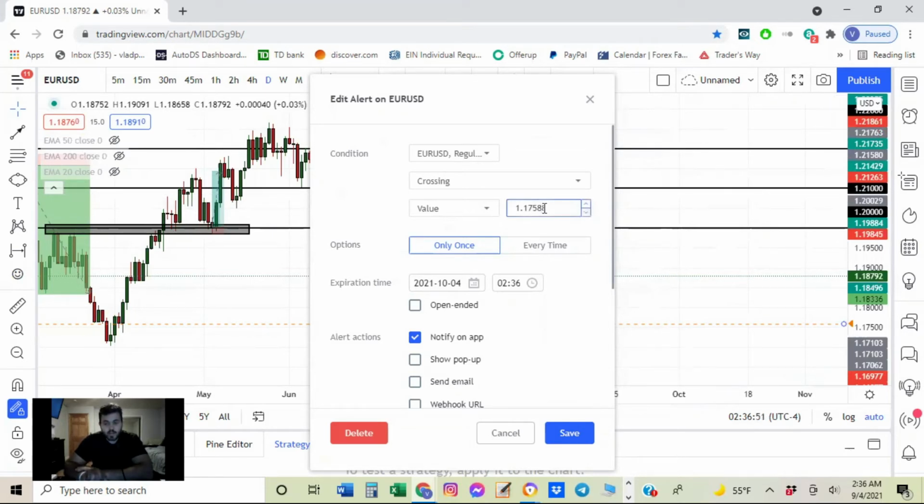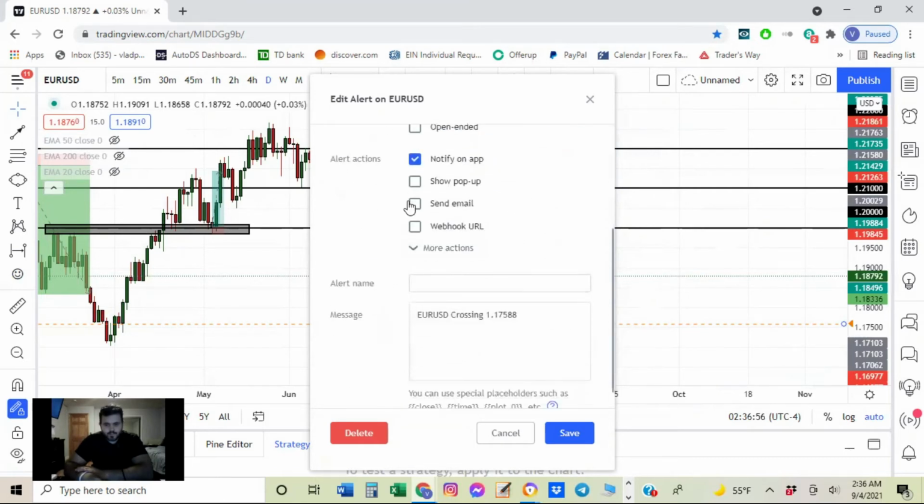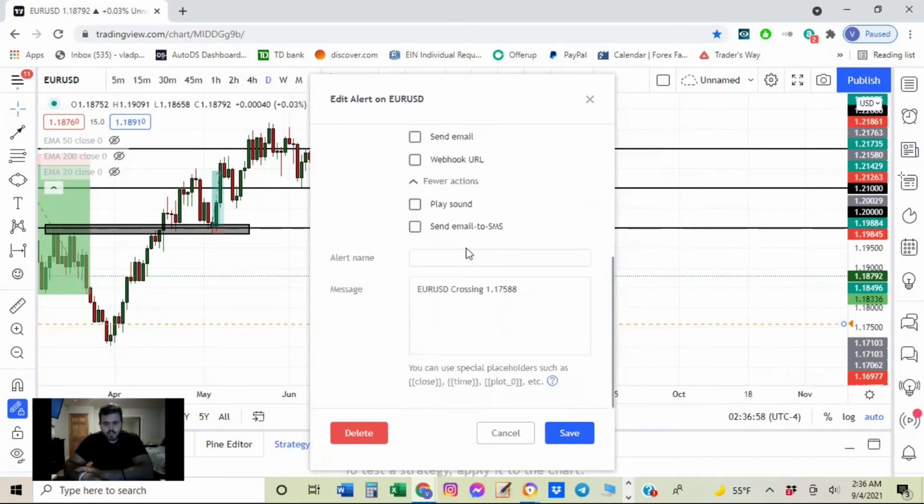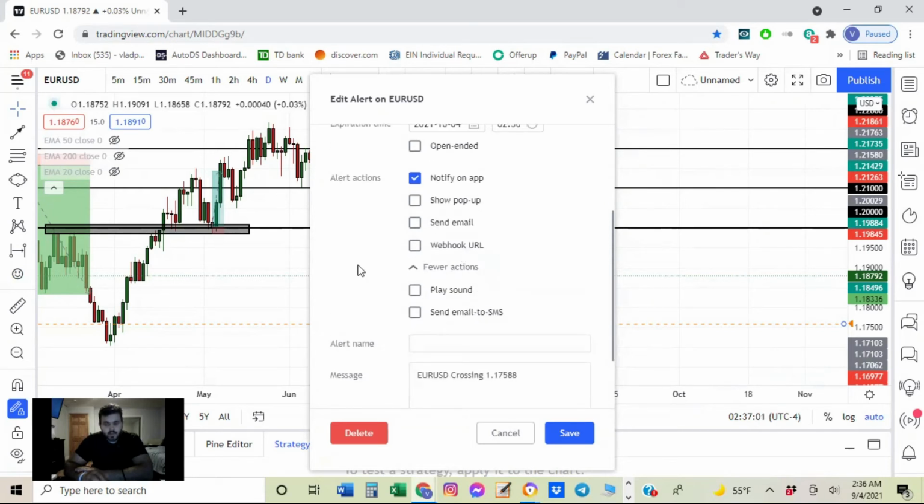Or you can manually put in the exact spot, the exact data of where you want it to be. Good thing here is you can play sound when that alarm is hit.